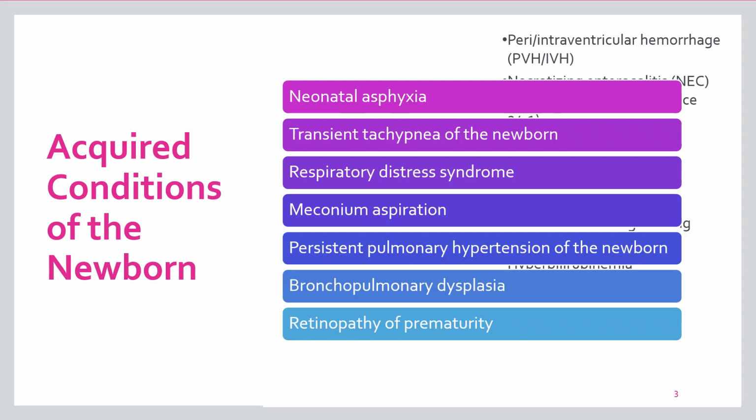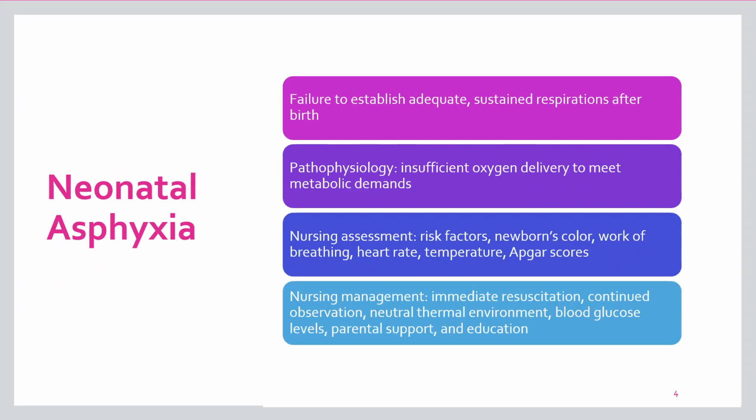So some of the acquired conditions of the newborns are neonatal asphyxia, transient tachypnea of the newborn, respiratory distress syndrome, meconium aspiration, persistent pulmonary hypertension of the newborn, bronchopulmonary dysplasia, retinopathy of prematurity. So we'll see neonatal asphyxia in a little detail.